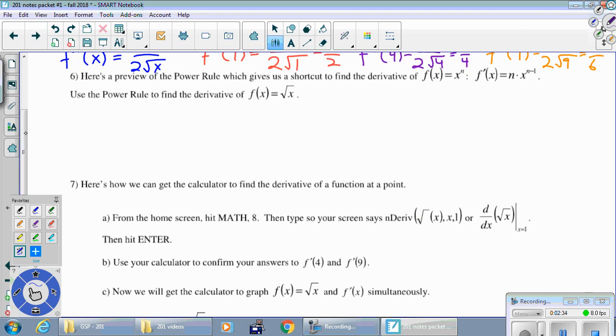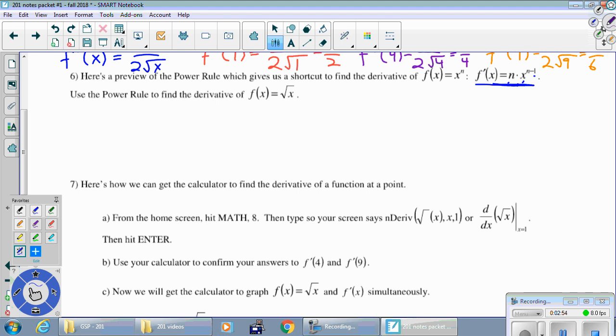Number 6, here's a preview of the power rule, which gives us a shortcut to find the derivative of f of x equals x to the n. Turns out that the derivative of x to any power is, and then here's the shortcut, f prime of x equals n times x to the n minus 1. N times x to the n minus 1.